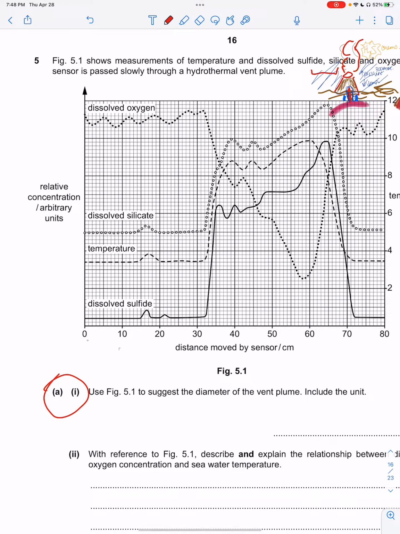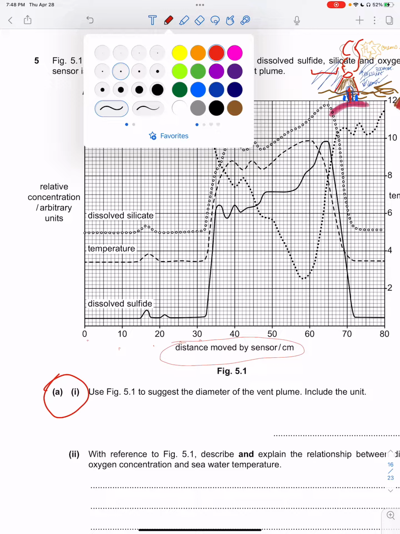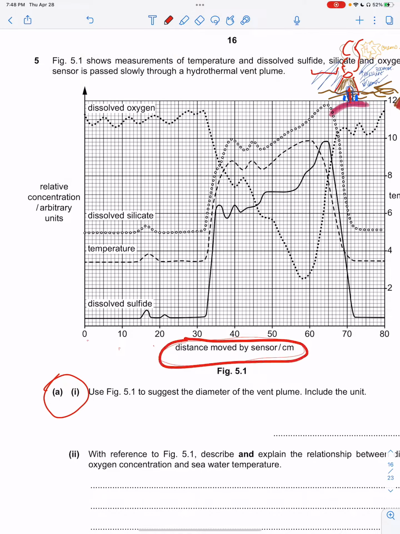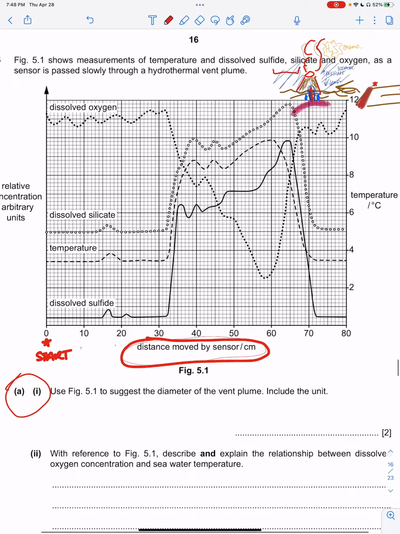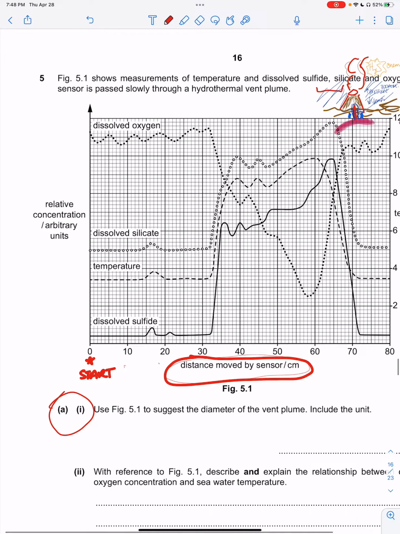We always say, as the X is changing, so the distance that the sensor is moving, we're starting here. Here's its starting point, and then it's moving along. How is this relative, which means in comparison to each other, and of course in random units, how are these different things changing? You have dissolved sulfide, temperature, dissolved silicates, and oxygen. If you want to look at those one at a time, fine. But it's the same thing, whether there are four on there, two, or one, you read them the same way.